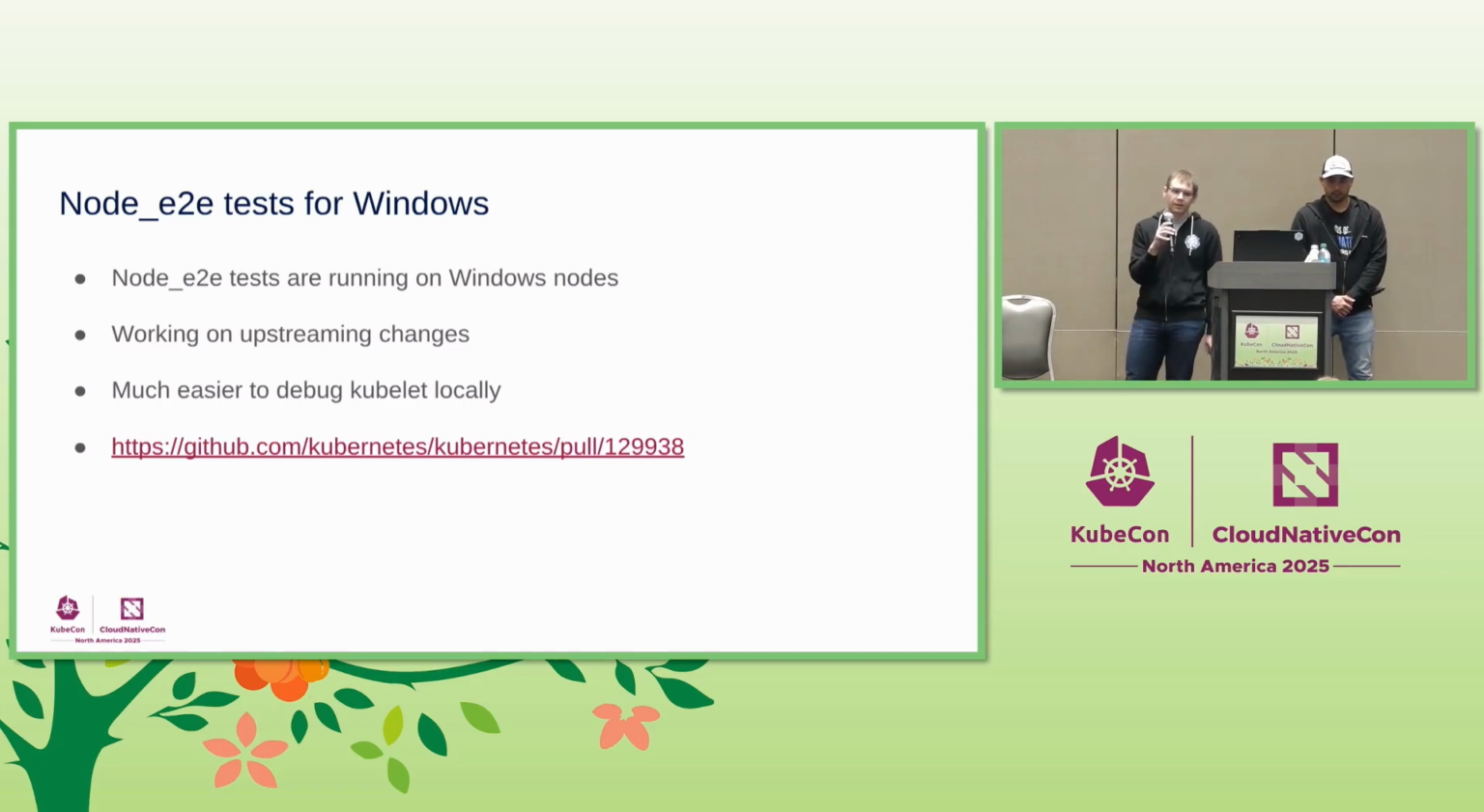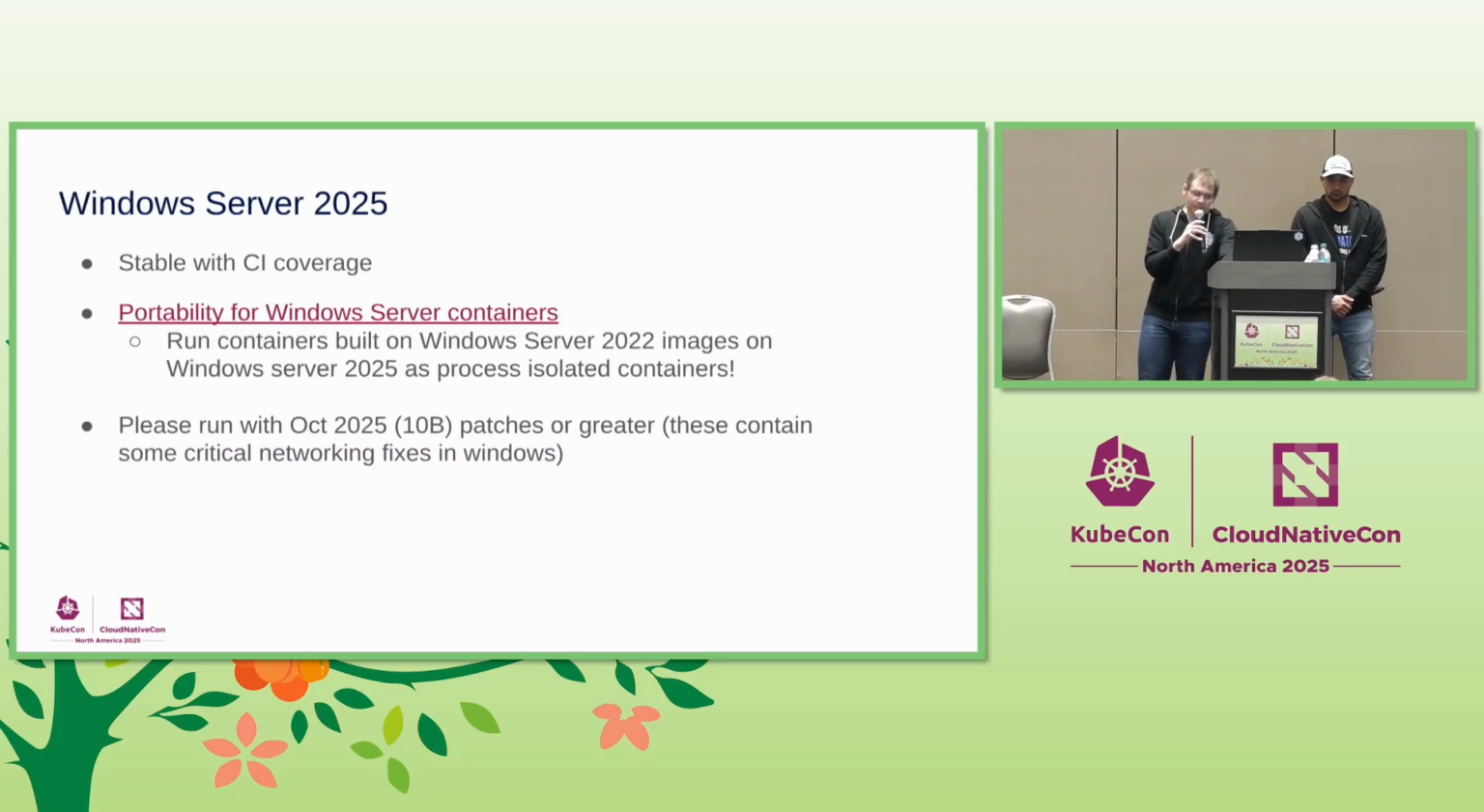But this was a lot of work, and it's going to greatly enhance the test coverage, and it also makes it much easier, with guides on how to debug the kubelet on a Windows node locally, which has been a big pain point historically, because we can't run things like kind. And this isn't something that's happened in Kubernetes itself, but I did want to call out that now we have stable CI coverage with Windows Server 2025.